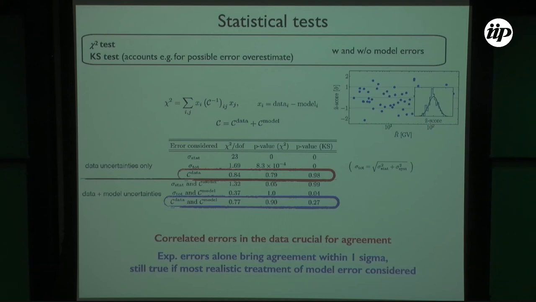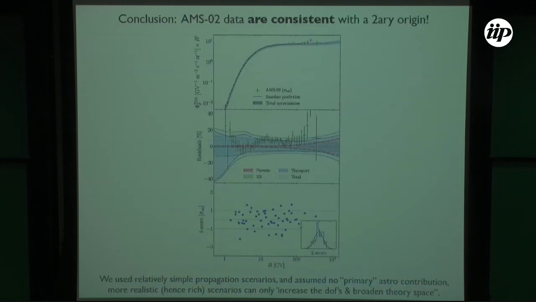Okay? So there is clearly no ground for claiming an excess, a significant excess. So the AMS-02 data are consistent with a secondary origin, as far as we can say. This is the summary plot with the error band, and the rotated z-score.